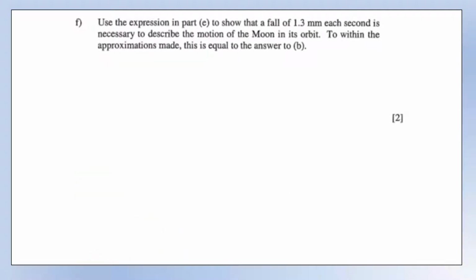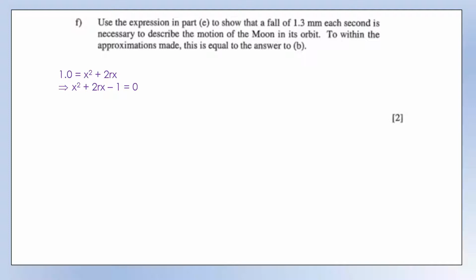Okay, so using the expression from the previous part, show that a fall of 1.3 millimeters each second is necessary to describe the motion of the moon in its orbit. So within the approximations made, this is equal to the answer in B. Let's first pick up the equation that we've just come up with, and I'm going to rearrange that to make it in a normal quadratic form, something equal to 0.